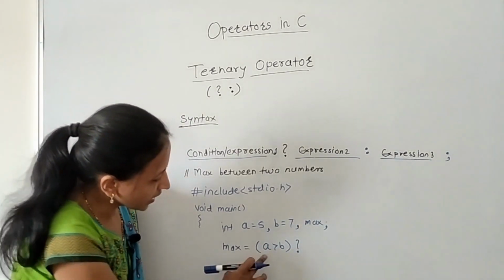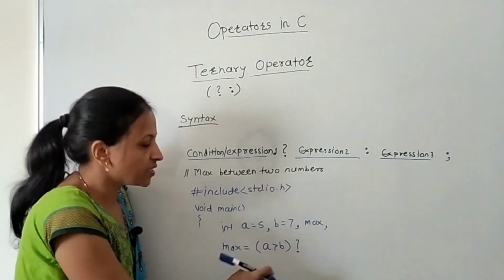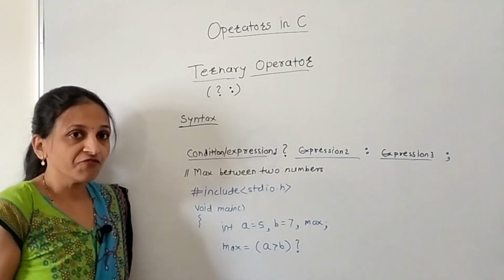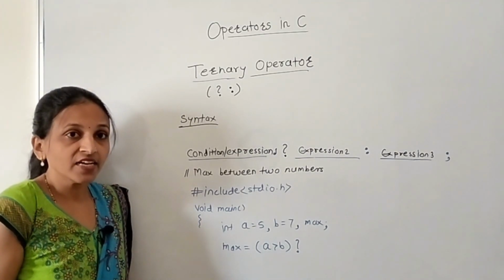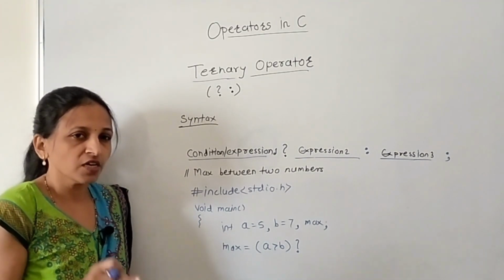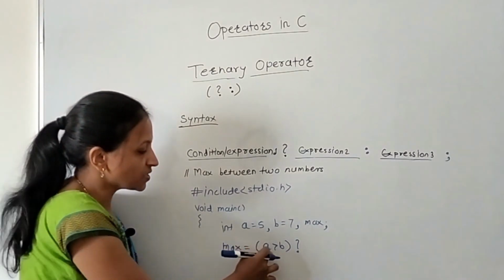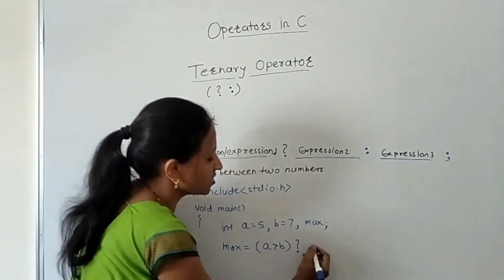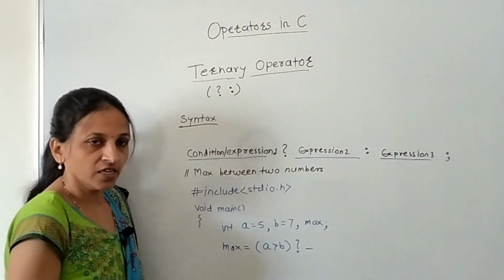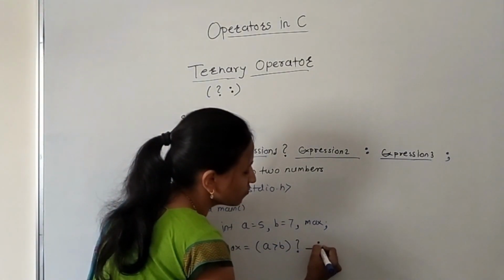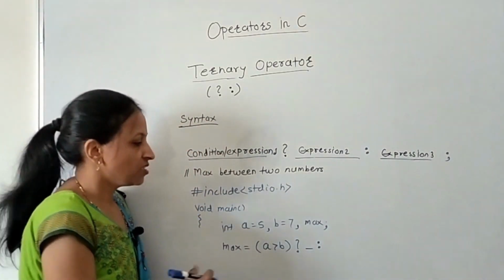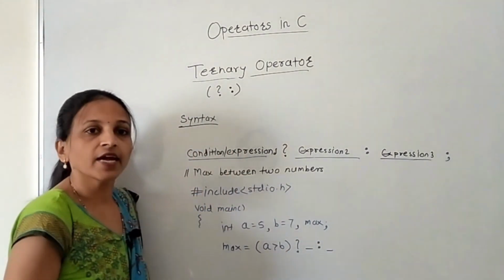See here, A greater than B. If A greater than B is true, then what is the maximum value? A will be the maximum value because A is greater than B. Means if this condition is true, then what should be written? That we have to place here. And if it is false, then what should be written? That we have to place here at this place.